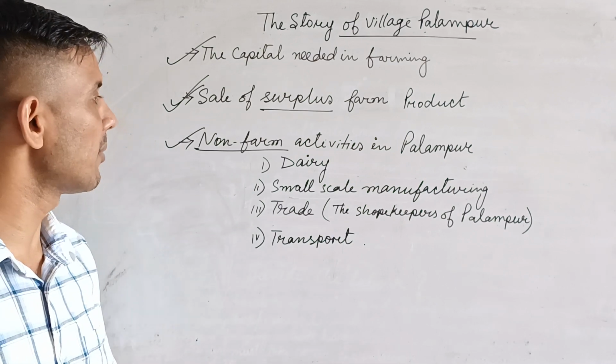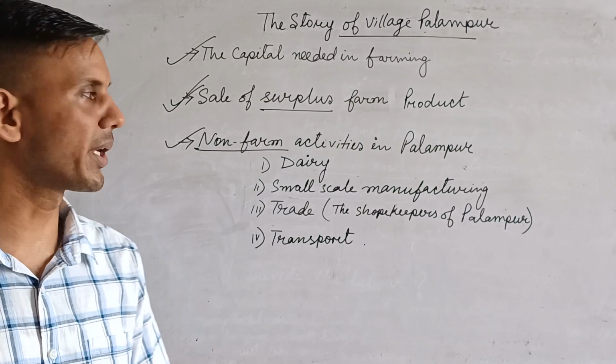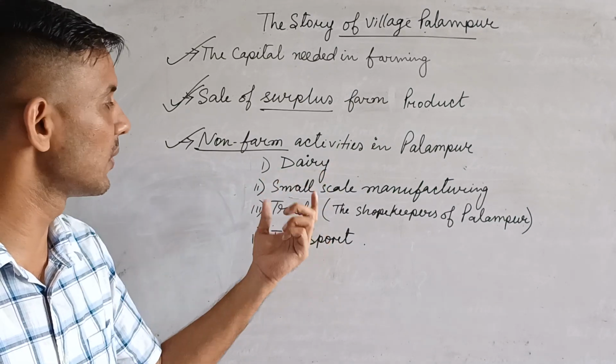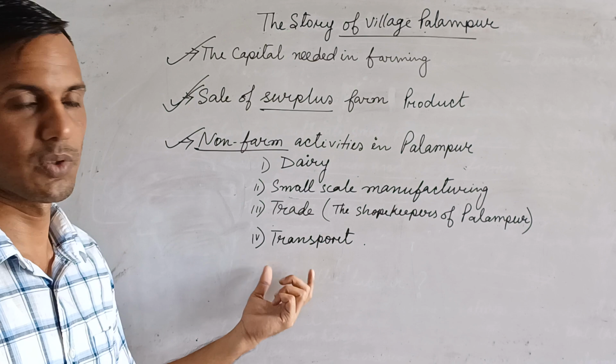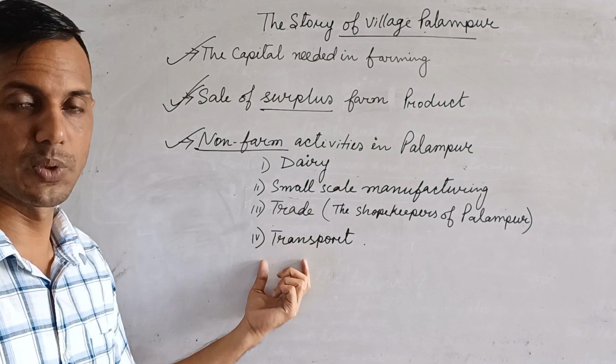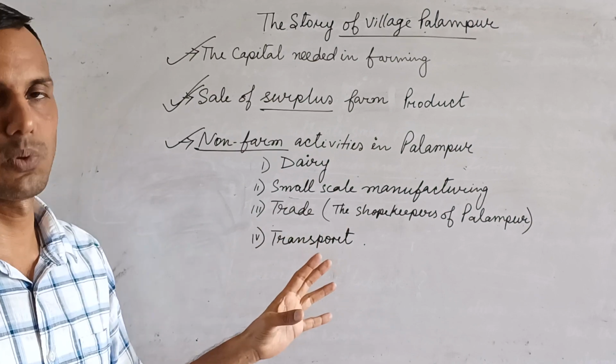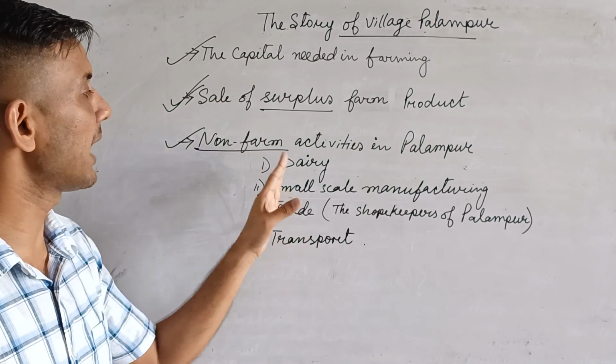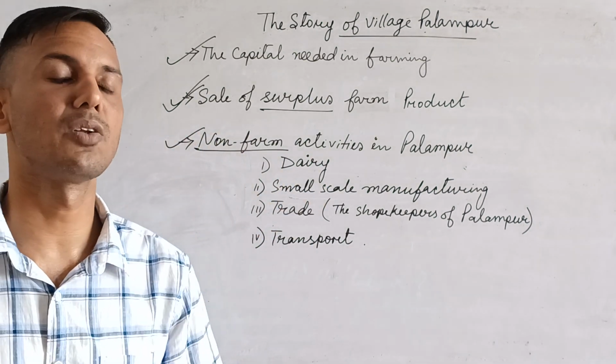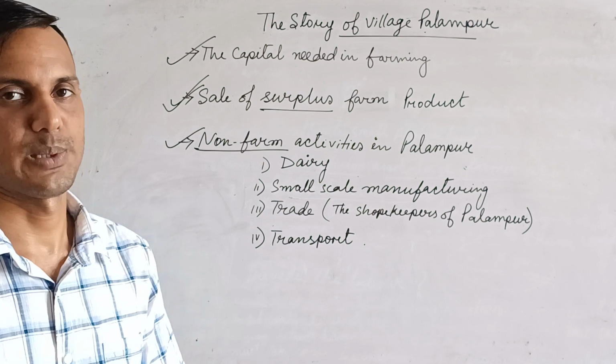So that's why non-farm activities in Palampur is very important for the exam. Minimum 2-3 sentences you will write. I have written 4 points in total, and you can give your own example also. Which one is the non-farm activity? Remember that it is not related to agriculture.